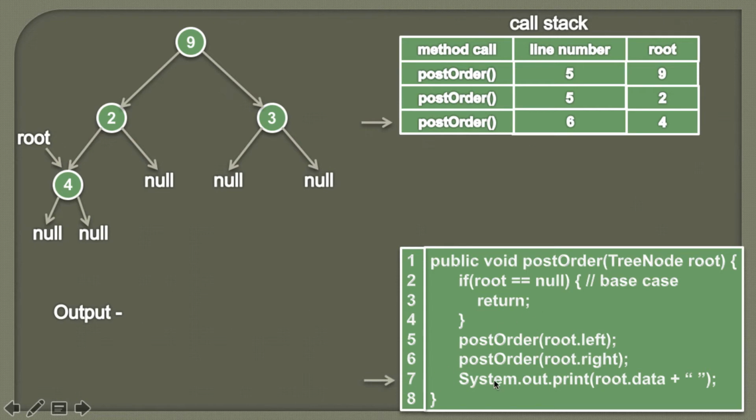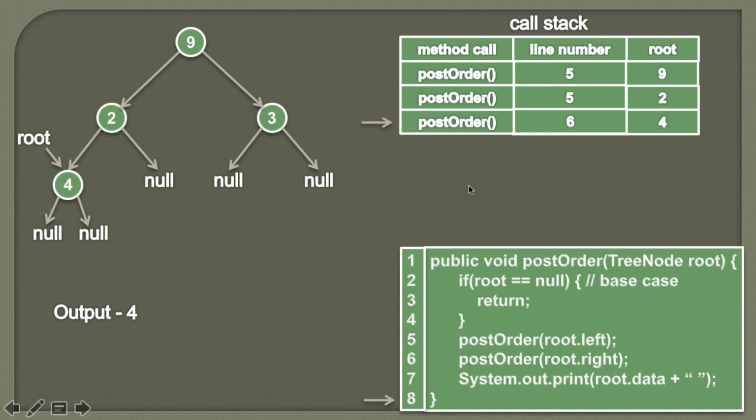So friends, on line number 7, we will simply print the data associated with this root. So friends, in order to process the node 4, what we have actually done is, we have first visited its left subtree completely, then we visited its right subtree completely. So after doing this stuff, we are actually visiting the node 4. So we are simply printing its data on the console, which is 4. Moving ahead.